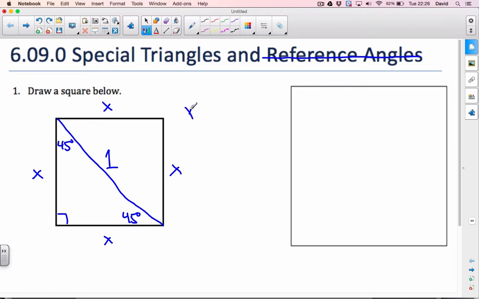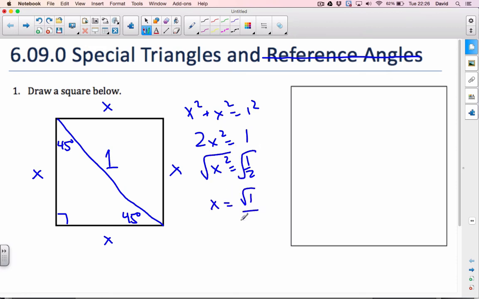I know that x squared plus x squared has to be 1 squared. Well, that's 2x squared is equal to, well, 1 squared is 1. So x squared is equal to 1/2 when I divide by 2. If I take the square root of both sides, I get x is equal to the square root of 1 over the square root of 2, which is 1 over the square root of 2.